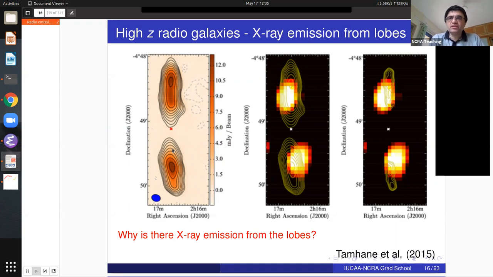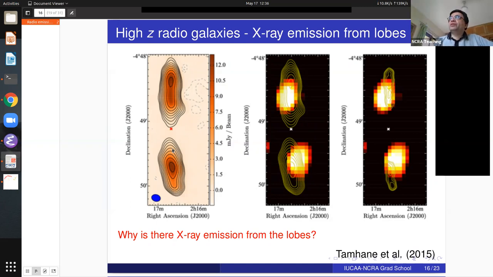Are there any questions except this slide? Are there any questions on any of the other things that I showed? Yeah, hello, sir. Go ahead. So if not affected by the environment like hot gas, are these lobe structures always symmetrical with the core? Symmetrical with the host? Yeah, with the core. With the core, okay. So there are two effects.